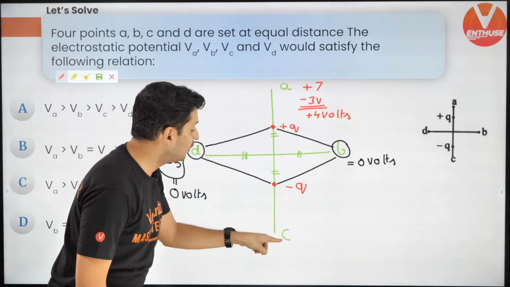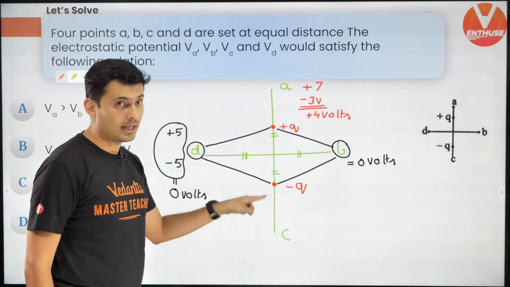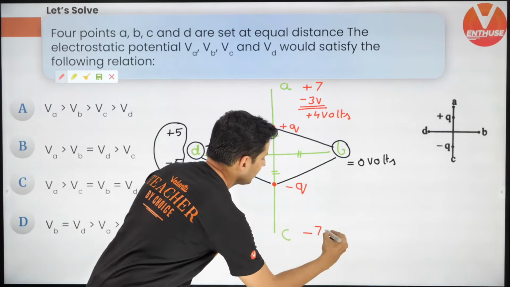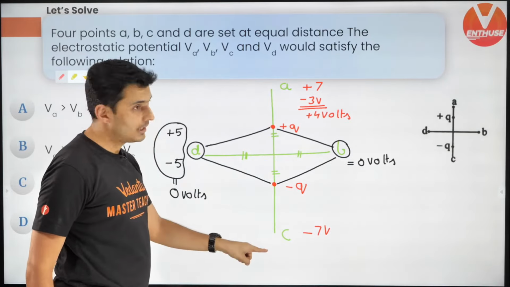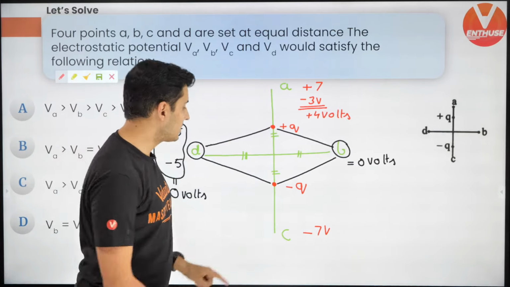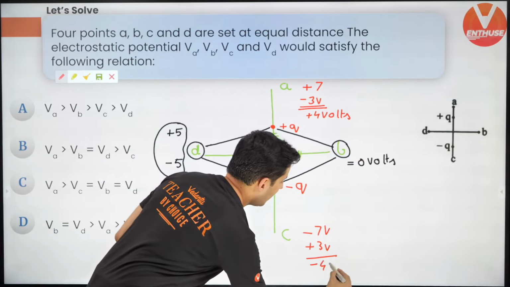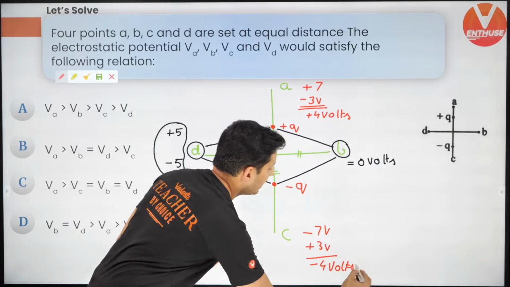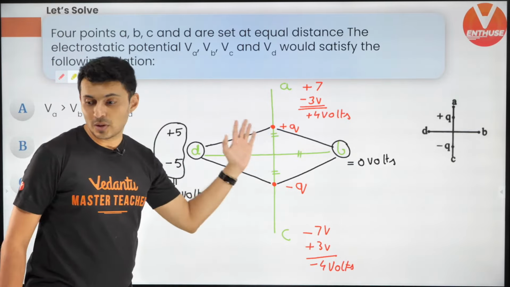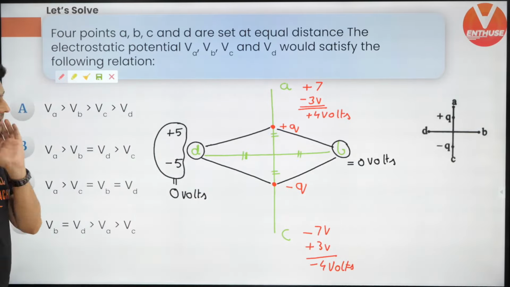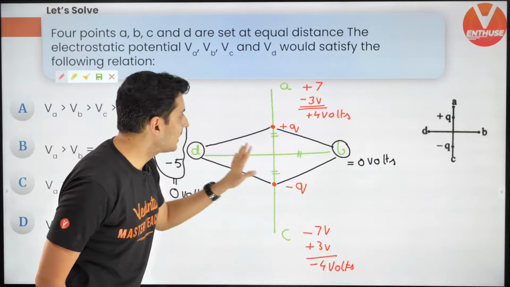And the same thing if you do for C. C is closer to the negative charge. Maybe it has minus 7 volts because of the negative charge, and because of the positive charge, maybe it has plus 3 volts. So totally it has minus 4 volts. Now, doesn't it become easy to arrange all of them? See, look at this. It becomes very easy to arrange all of them.